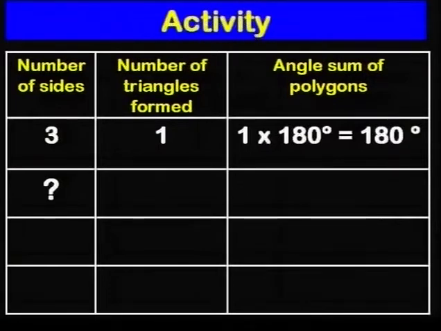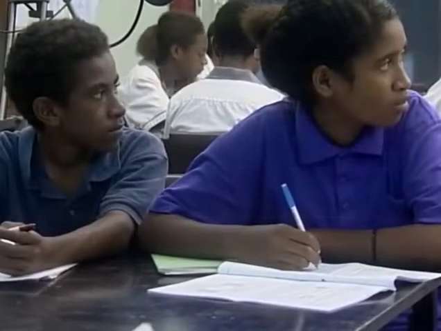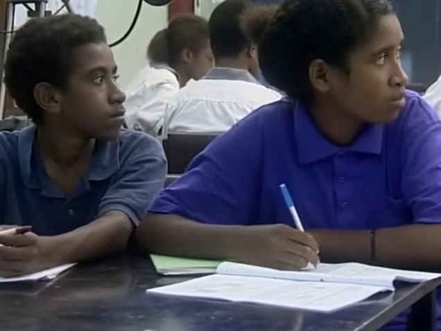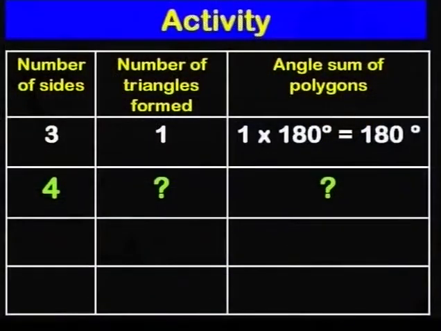Good. Now, next. A polygon which has four sides. What is the name of that polygon? Class? Eddie, what is the name of that polygon?